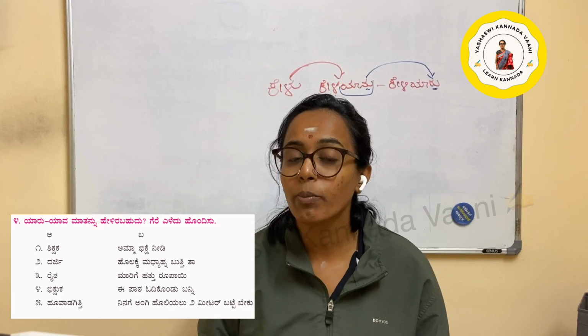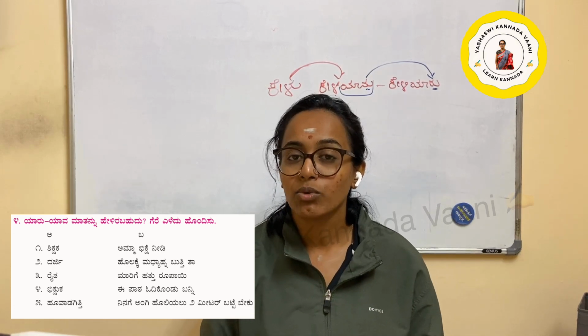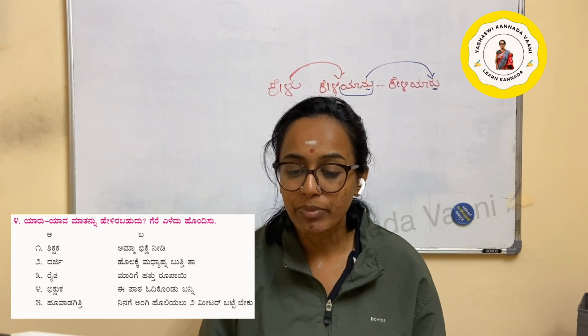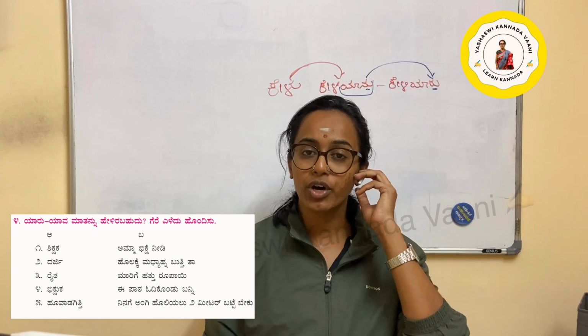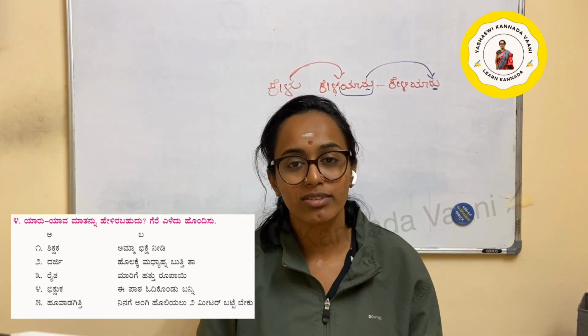ಈ ಪಾಠ ಓದಿಕೊಂಡು ಬನ್ನಿ. Read this lesson and come. ಈ ಪಾಠ ಓದಿಕೊಂಡು ಬನ್ನಿ. ನಿನಗೆ ಅಂಗಿ ಹೊಲೆಯಲು 2 ಮೀಟರ್ ಬಟ್ಟೆ ಬೇಕು. To stitch a shirt for you, we need 2 meters of cloth.